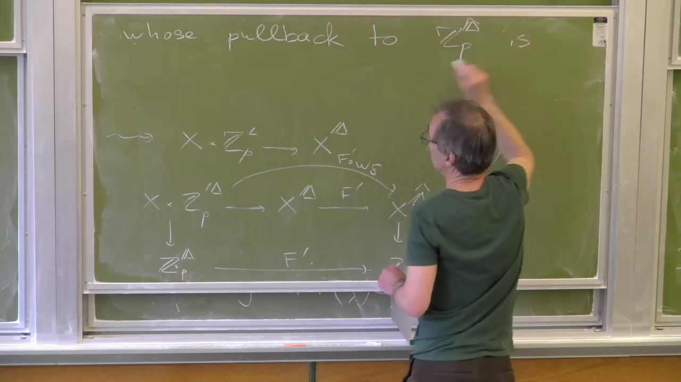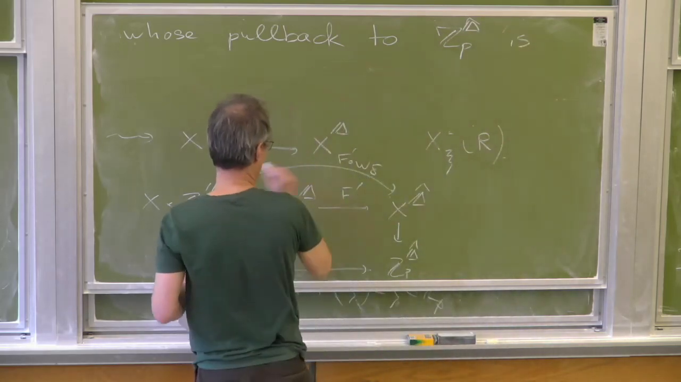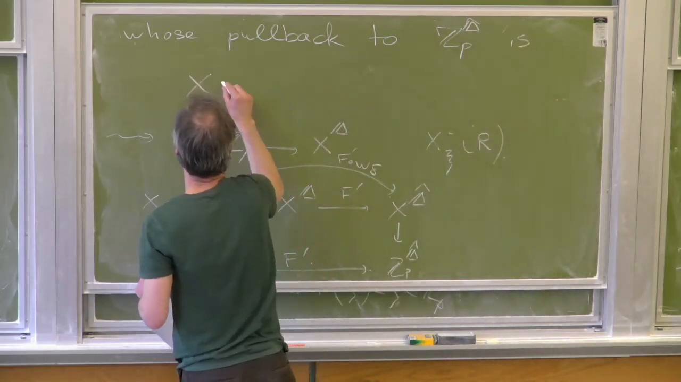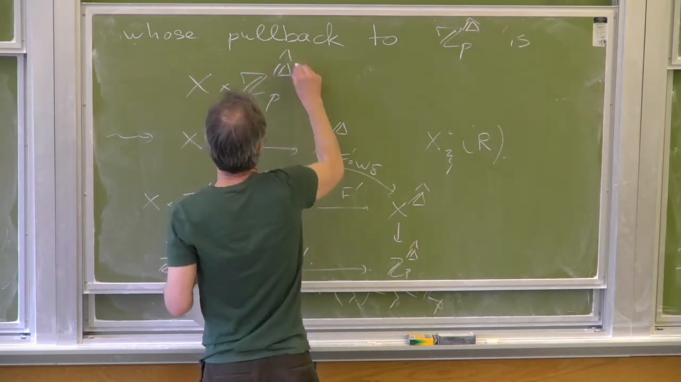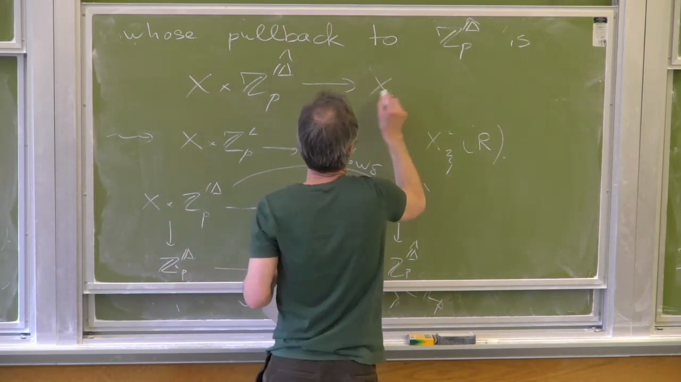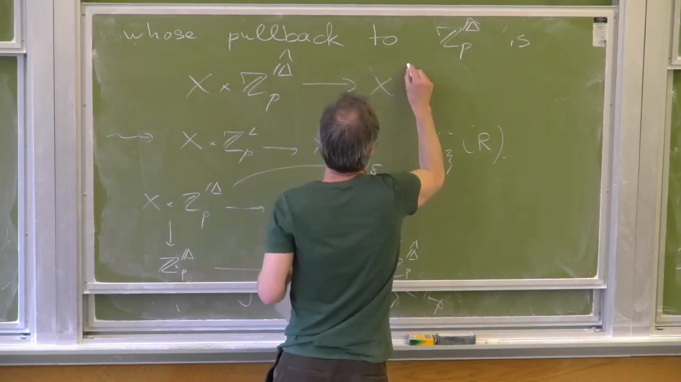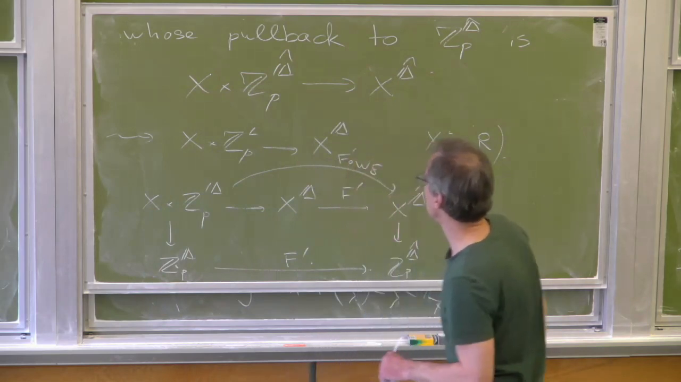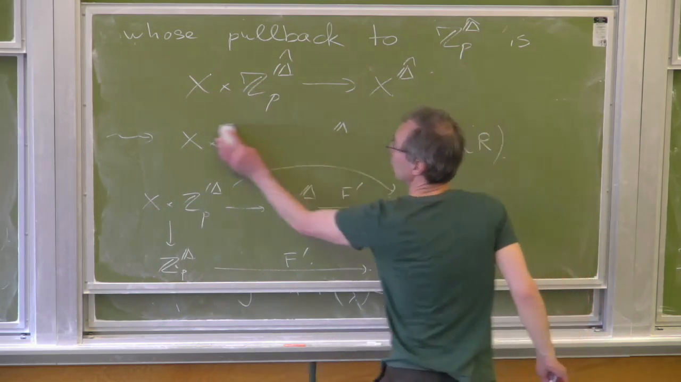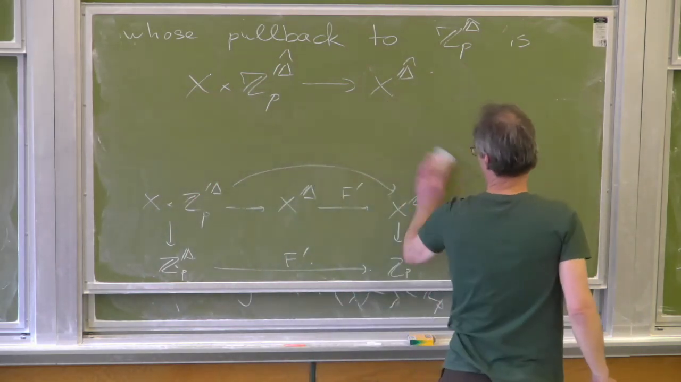This is the map that I defined here. So X, X, X, X. So what happens here? First of all, I introduced notation.